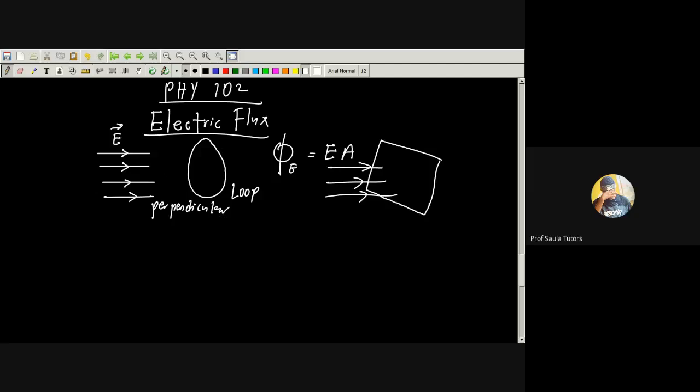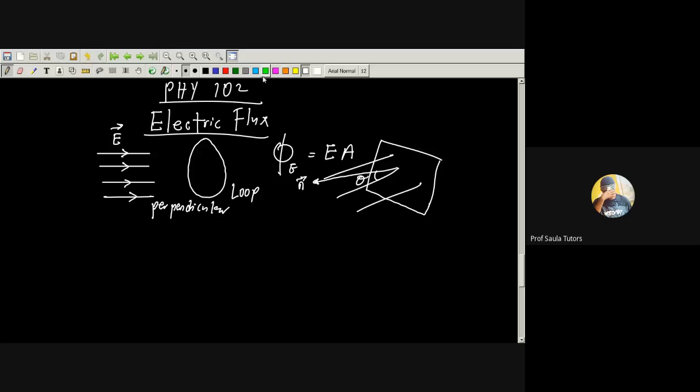The flux is equal to EA, electric field times the area. But what if this is not perpendicular? Let's say it is entering this way at some angle. Let me say the angle here is theta. Now pay attention. Let me say there is a particular line that is normal to this surface. So this is the normal to the surface, and all these lines are entering at some angle theta with the normal to the surface. How do you find the flux?